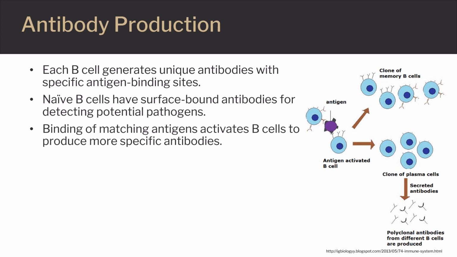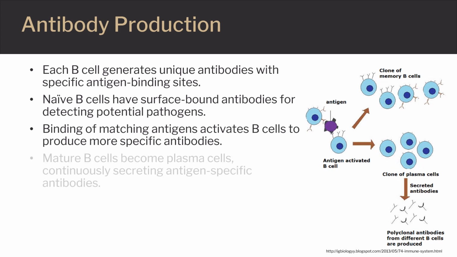When an antigen matching the antigen binding site binds to a naive or memory B cell, it activates the B cell to produce and secrete more antigen-specific antibodies. Once a B cell fully matures, it's known as a plasma cell and will continue to produce and secrete antigen-specific antibodies for the remainder of its life cycle.